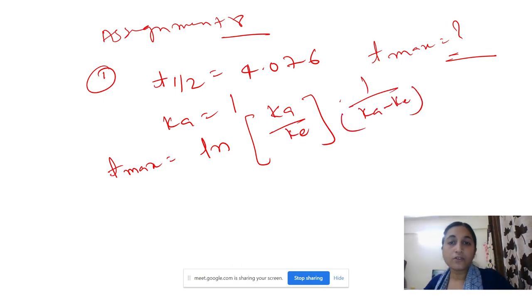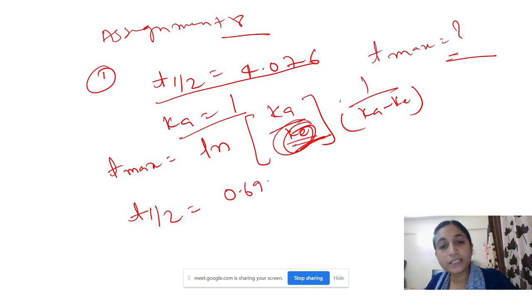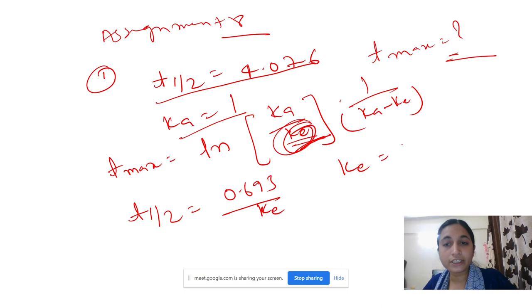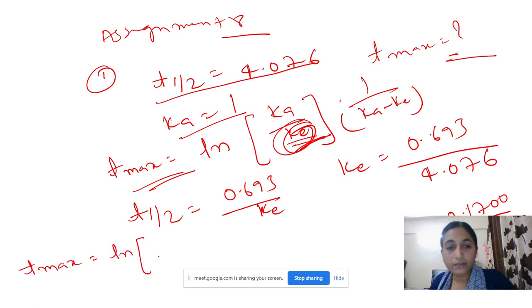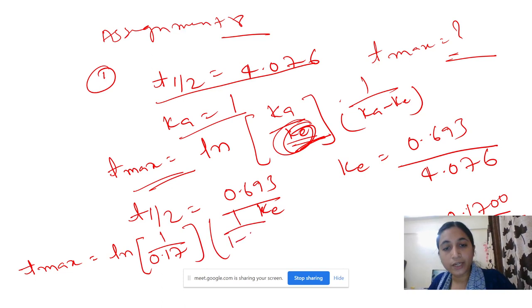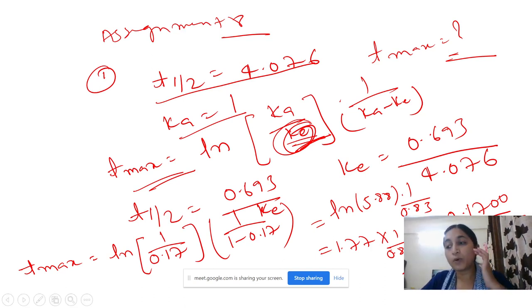This is the formula. For this we require ke, but in the question e half life and ka are given. So first we have to calculate ke. We know that half life equals 0.693 upon ke. So ke is 0.693 upon 4.076, which will come to 0.1700. Then we put the values of Ka and Ke in this equation and get the answer: T max equals ln of 1 upon 0.17 and then 1 upon 1 minus 0.17. So it will be ln 5.88 into 1.0.83, and this will be 1.77 into 1.0.83, which is equal to 0.1. So this is the answer, 0.1.